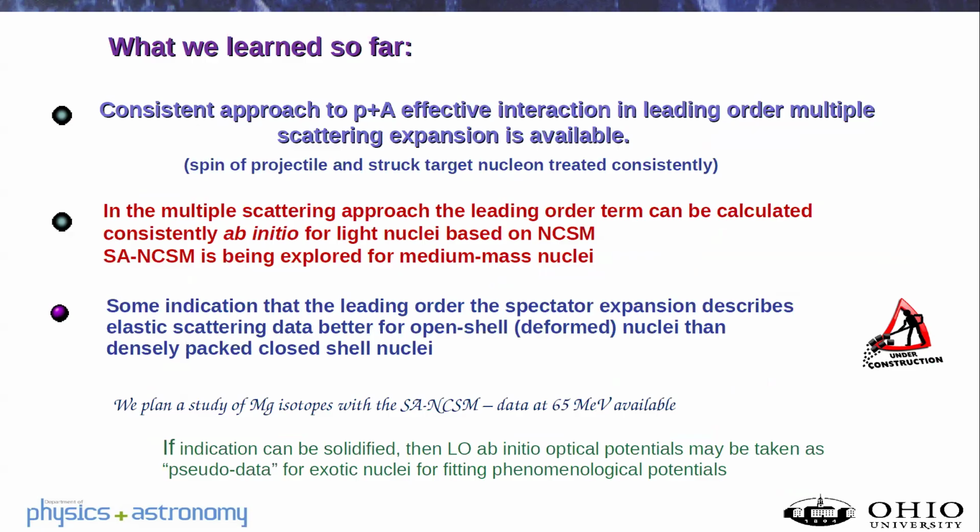We're trying to push. Some indication is that the leading order is better for clustered nuclei. That has an advantage if you want to go into the area of exotic nuclei: we can compute something, and this computation can be taken as pseudo data if one wants to fit phenomenological potentials. That's why I'm so keen with Grigor to figure out if that is a consistent trend. So that's what we play with, and I think that could be very useful for the community.